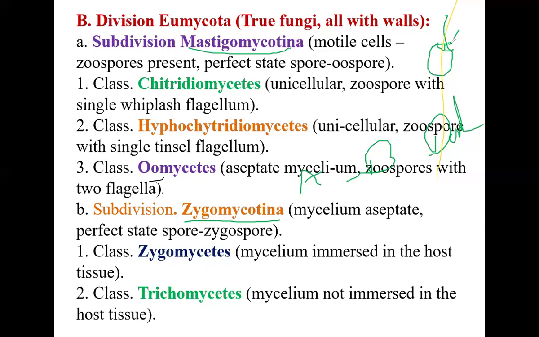Okay, and if it has only one flagellum, that is smooth, a smooth flagellum, that type of unicellular zoospore fungi are grouped in Chytridiomycetes. If the one flagellum is tinsel type, having fimbriae, a feathery, hair-like structure, that is grouped as Hyphochytridiomycetes.